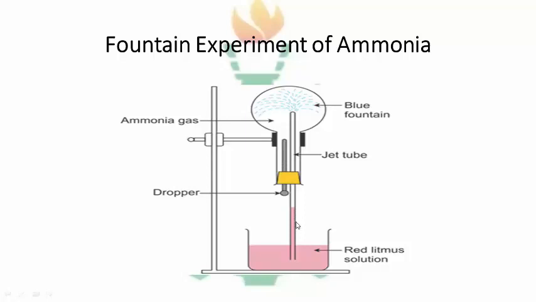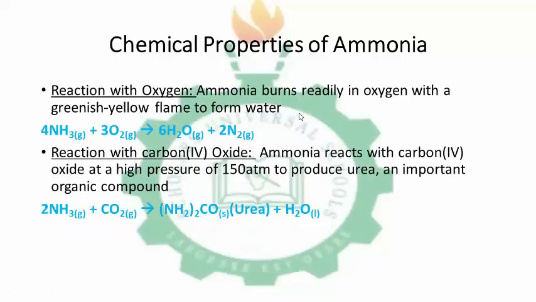Then the red litmus solution is forced through this jet tube. Then a fountain-like structure is formed. Now, this is due to the reduced air pressure caused by the ammonia gas on this red litmus solution. Please, let's take note of that. That's why we have a fountain-like structure when the red litmus solution is made to come into this region of the ammonia gas. And so, the chemical properties of ammonia.